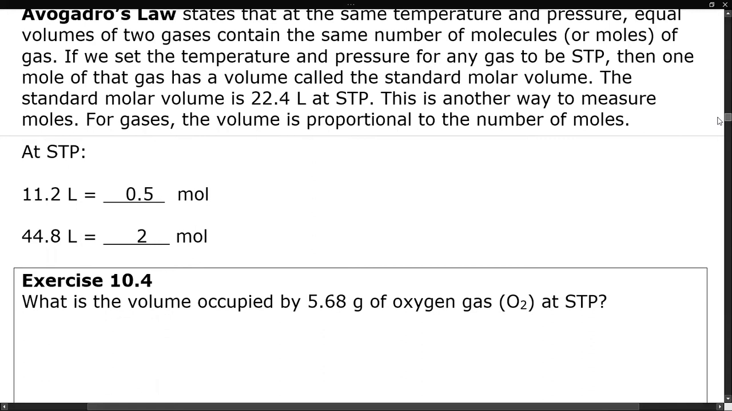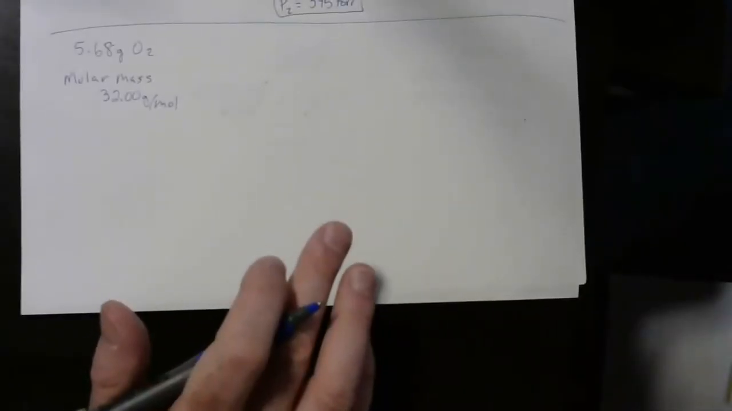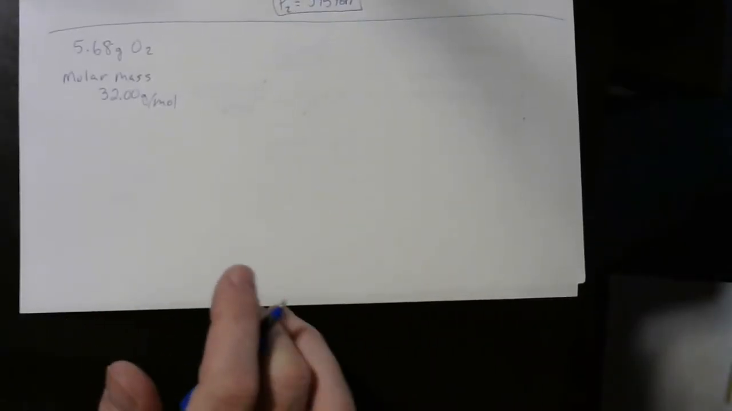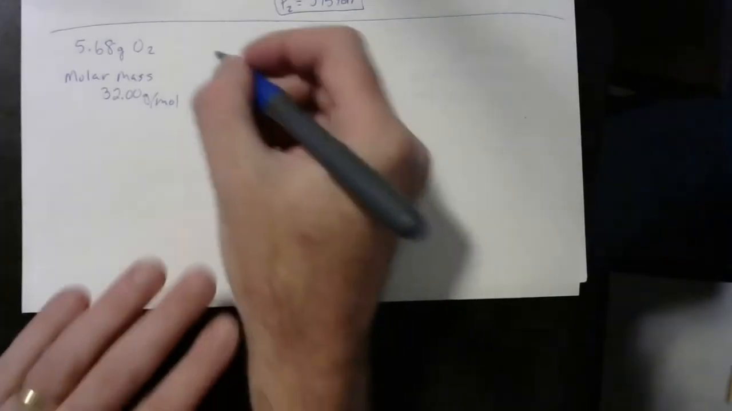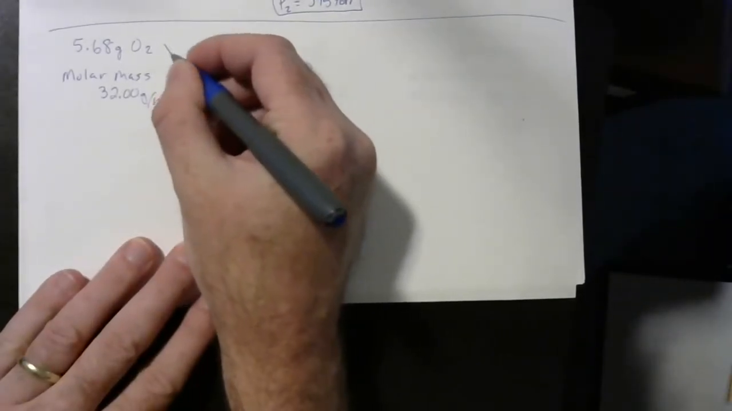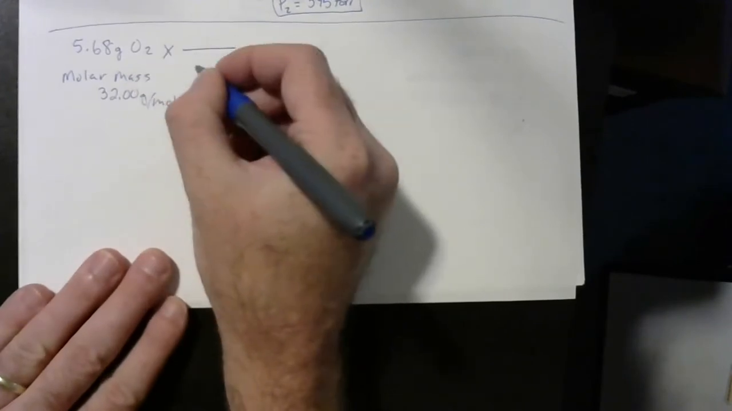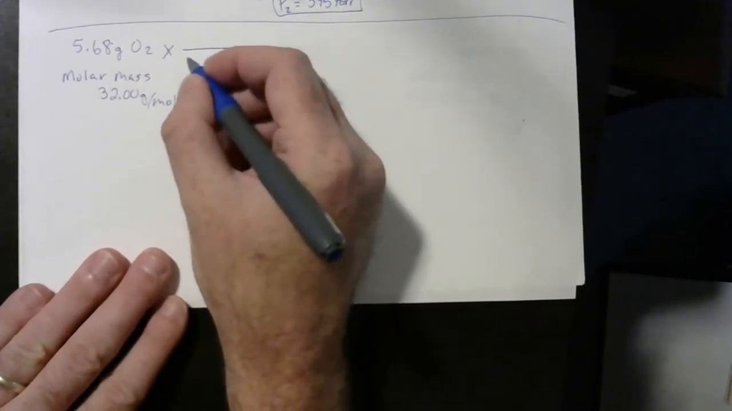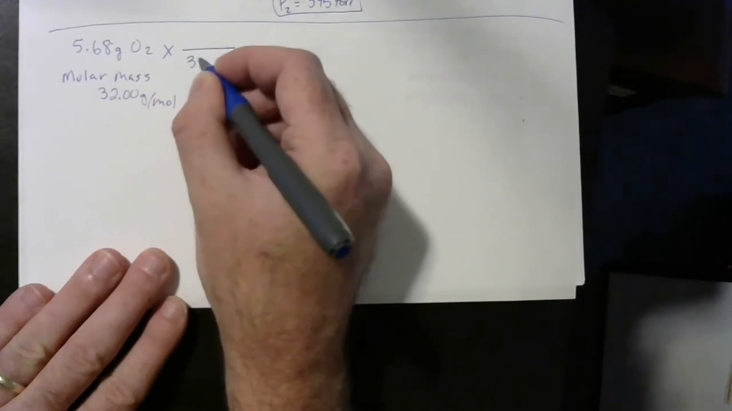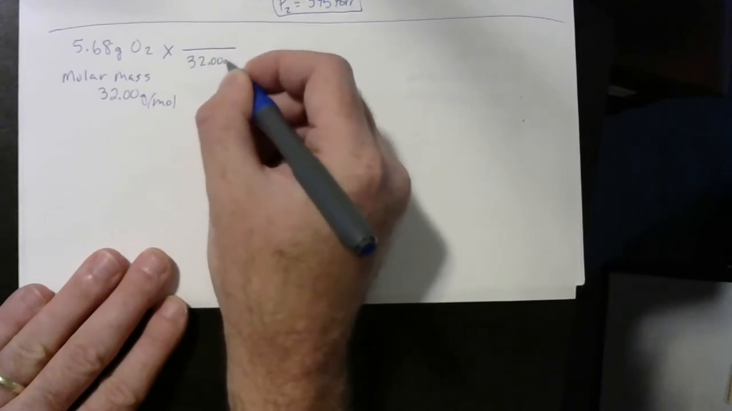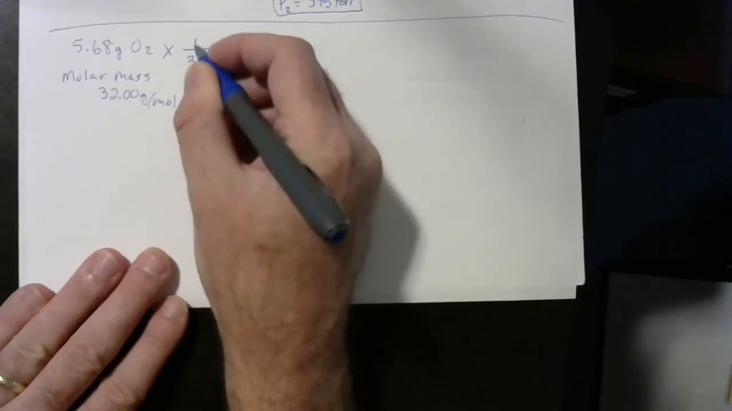If we got 5.68 grams of oxygen gas, O2 at STP, we want to know what volume that represents. So if we look at this particular problem, we want to know the volume at STP. We're just going to add in our multiplication step here, and it's 32.00 grams of O2 per 1 mole.